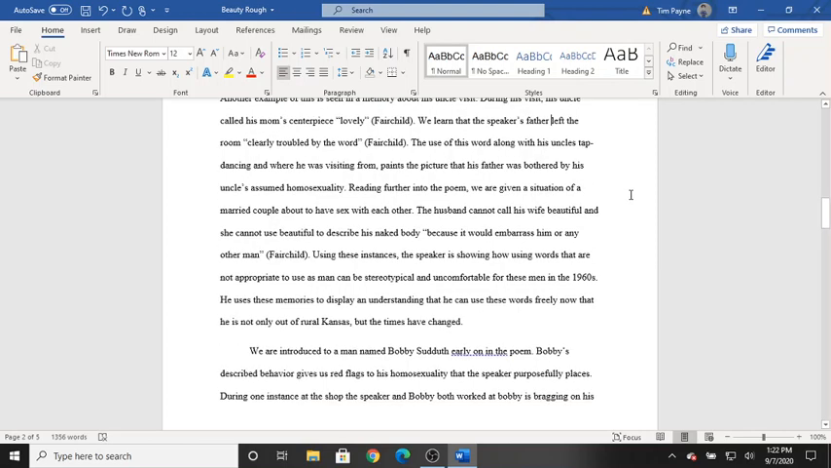The use of this word, along with his uncle's possessive tap dancing and where he was visiting from, probably mentioned that, paints the picture that his father was bothered by his uncle's assumed homosexuality. How? How do we say it? Take a second if you need to. I'll wait a minute. And obviously pause it if you need to.